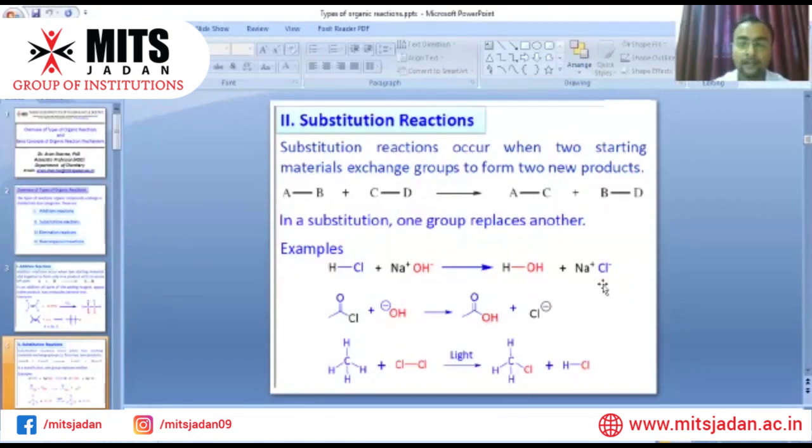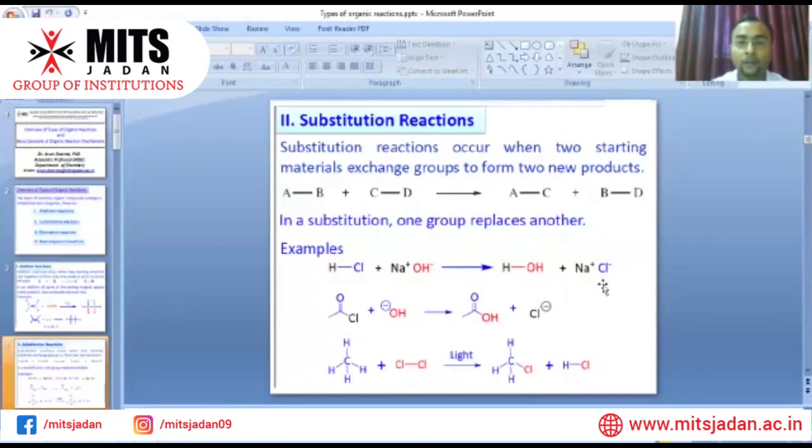In the second example, RCOCl reacts with hydroxyl ions to give the product RCOOH, that means the red hydroxyl ion replaced the chloride ion. In the third example, methane reacts with chlorine, that is a free radical reaction, and one hydrogen atom is substituted by chlorine to give the product methyl chloride.